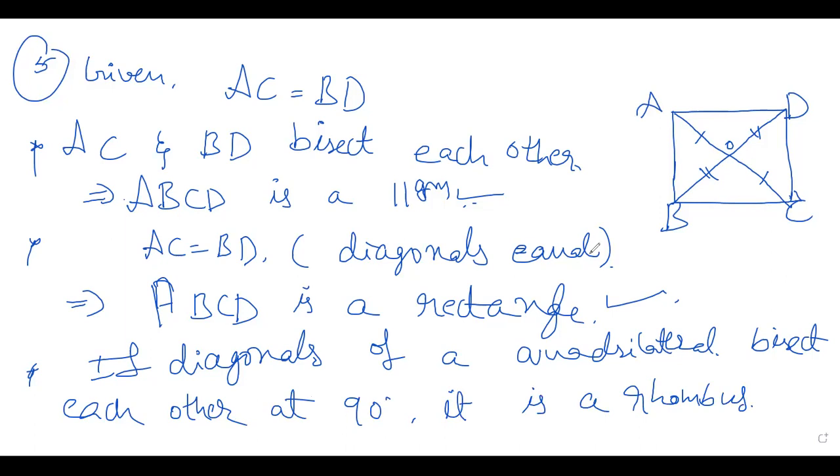Why were we writing this? See, parallelogram means opposite sides are equal, right. Then rectangle means opposite sides are equal. Okay. Then diagonals of a quadrilateral bisect each other at right angles, right? By this it is right angles. So we can say it is a square, which implies it is a square.